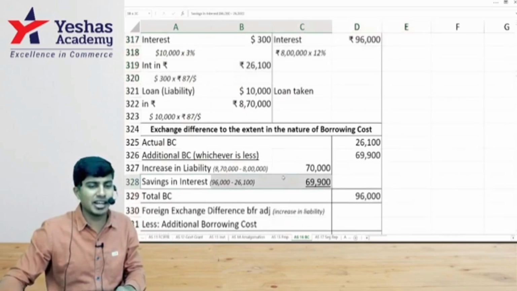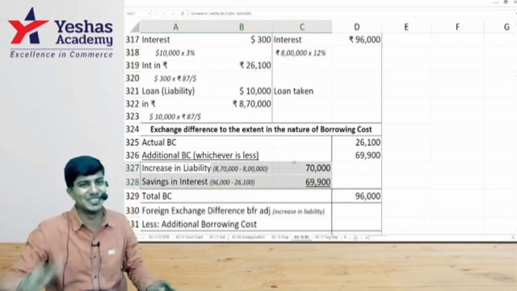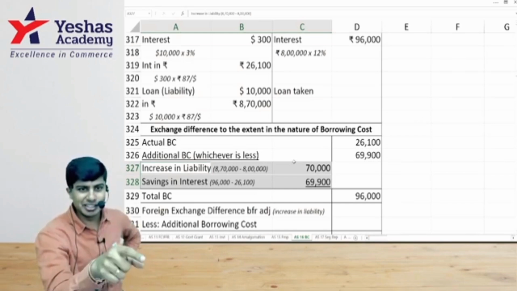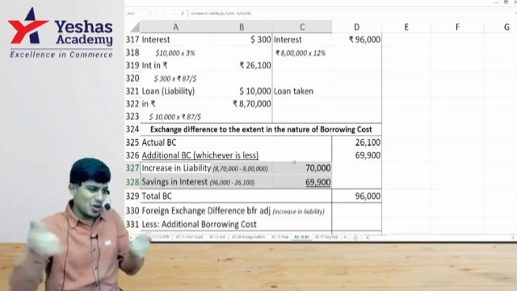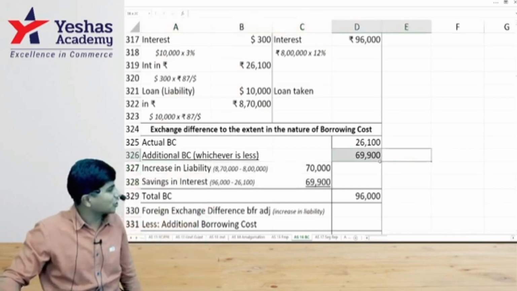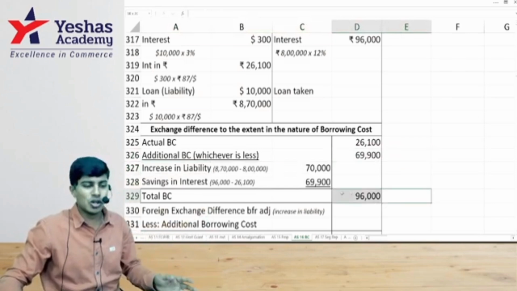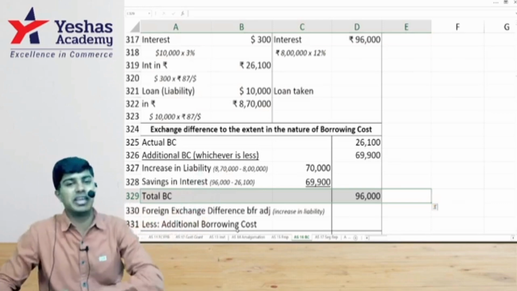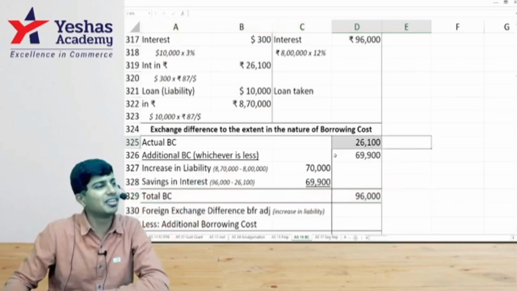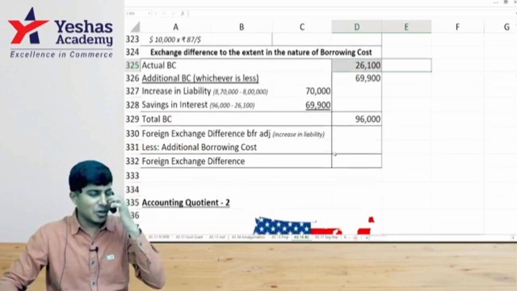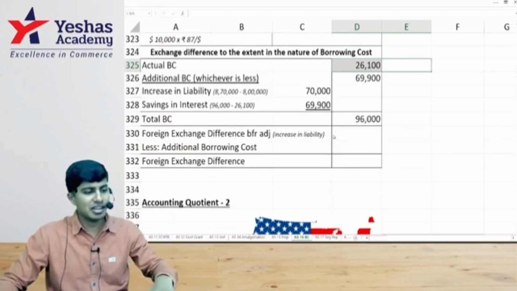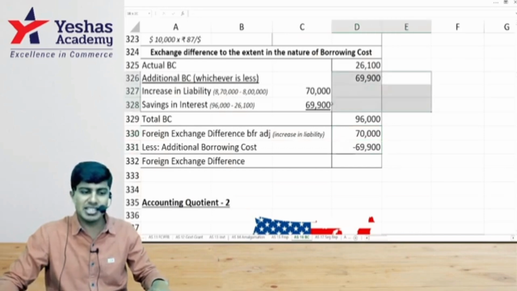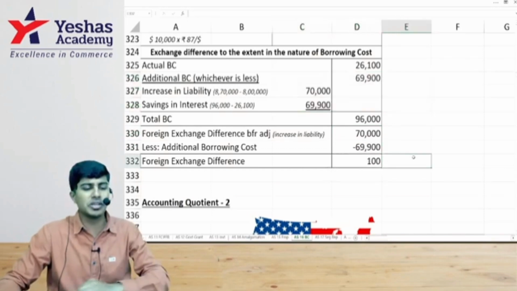To save 69,900 by way of interest, you increased your liability by 70,000. So that is nothing but additional cost. But you should take whichever is less. Totally, how much is borrowing cost? If that asset is a qualifying asset, this 96,000 can be capitalized and not only 26,100. Got it? 96,000 is the total amount which can be capitalized. Foreign exchange difference was 70,000. Of that, 69,900 we treated as additional borrowing cost. So only 100 rupees is foreign exchange difference.